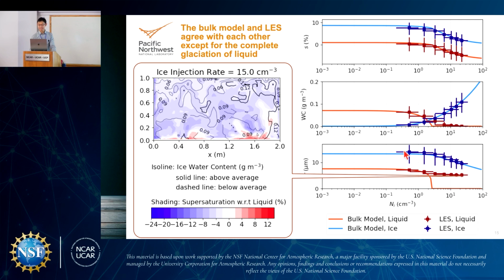But we also found that although the liquid survives, the other properties of the LES already follow those of the ice phase cloud as predicted by the bulk model. So in the real atmosphere, maybe we can find some liquid near the cloud base, but the overall cloud properties may be like that of an ice phase cloud, and we need to be very careful in distinguishing between mixed phase cloud and ice phase cloud.